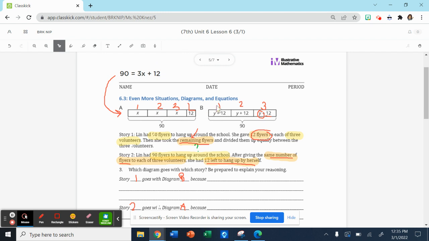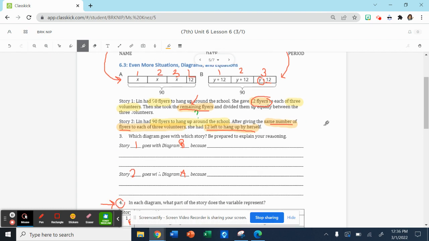I want you to pause this video and try to write your own equation for diagram B. In diagram B, we can see that once again, our equation is equal to 90. This time, 90 is equal to 3 groups of (Y plus 12). Notice that I put Y plus 12 into parentheses. The reason is that I have 3 groups of Y and 12 together, as opposed to 3 groups of Y and adding on a 12. I have 12 3 times, and I have Y 3 times.